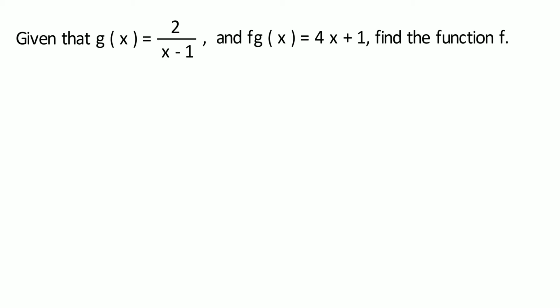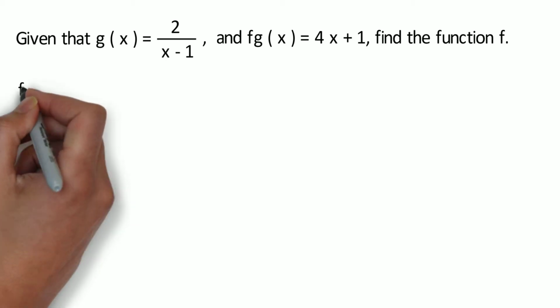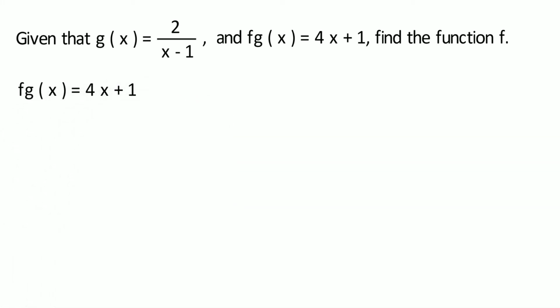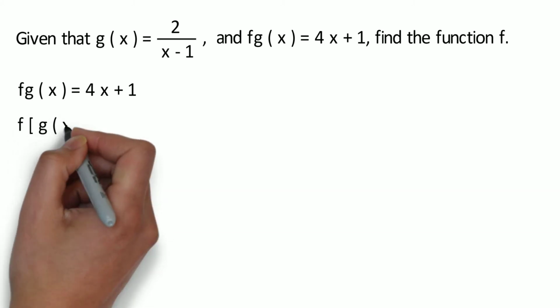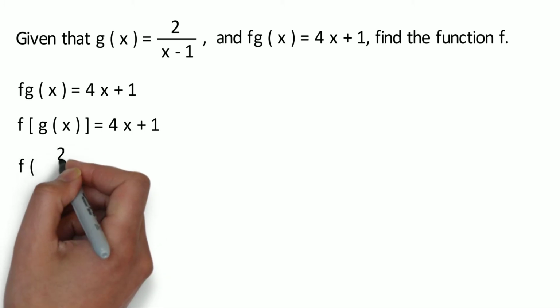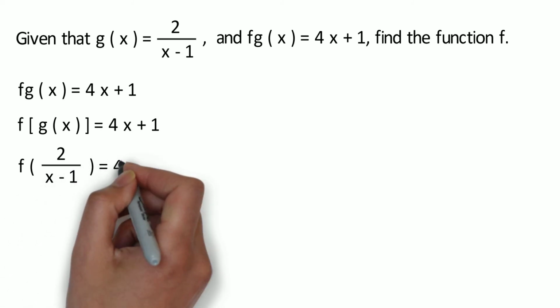Given that g(x) equals 2 over (x minus 1) and fg(x) equals 4x plus 1, find the function f. So we start off with function fg because it has both function g and function f. Then we make g(x) the object of function f. Now the difference between this example and the previous example is that we are trying to find function f, which is on the left. In order to do that, we first need to substitute function g(x) into the equation.